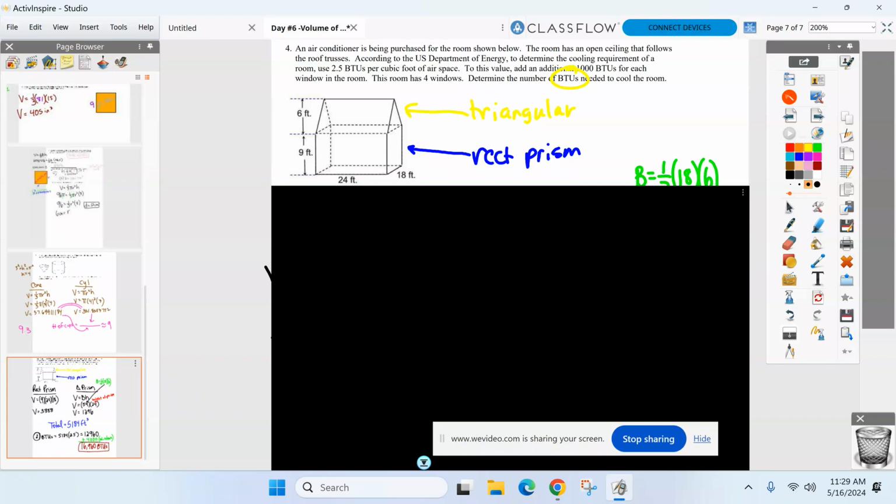Okay, and 2.5 BTUs for every cubic foot. So that tells me you've got to find the volume of the room. All right, find the volume of the room and go from there. And I'm just going to stop talking. Go ahead, see what you can do here. This is a tough one.